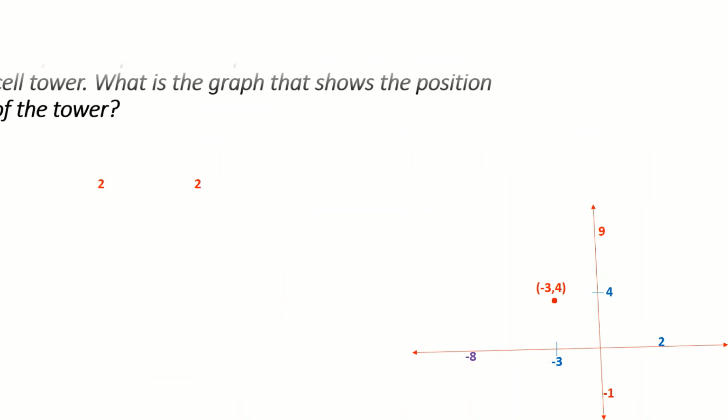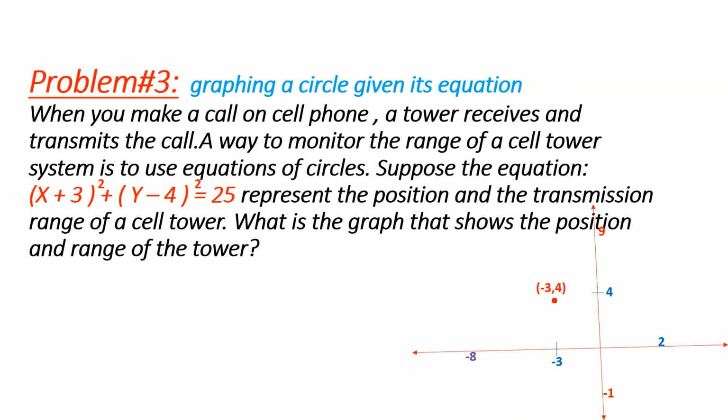Example number 3, graphing a circle given its equation. When you make a call on a cell phone, a tower receives and transmits the call. A way to monitor the range of a cell tower system is to use the equation of a circle. Suppose the equation (x + 3)² + (y - 4)² = 25 represents the position and the transmission range of a cell tower. What is the graph that shows the position and range of the tower?